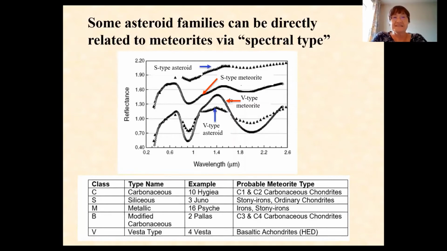So S is a silicious asteroid and M is a metallic asteroid. And then there's an example in the third column of what kind of asteroid we might be looking at. And then in the fourth column, where it says probable meteorite type, this is our best guess as to which kind of meteorites come from which asteroid families. And you can see about halfway down that in the metallic asteroids, the M class, of which Psyche is a very good example, we have an equivalent of the irons and stony iron meteorites that I already introduced you to.